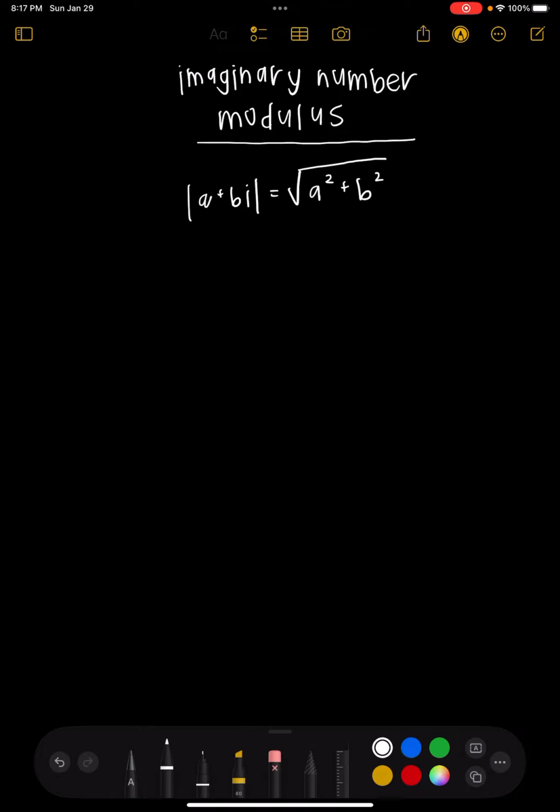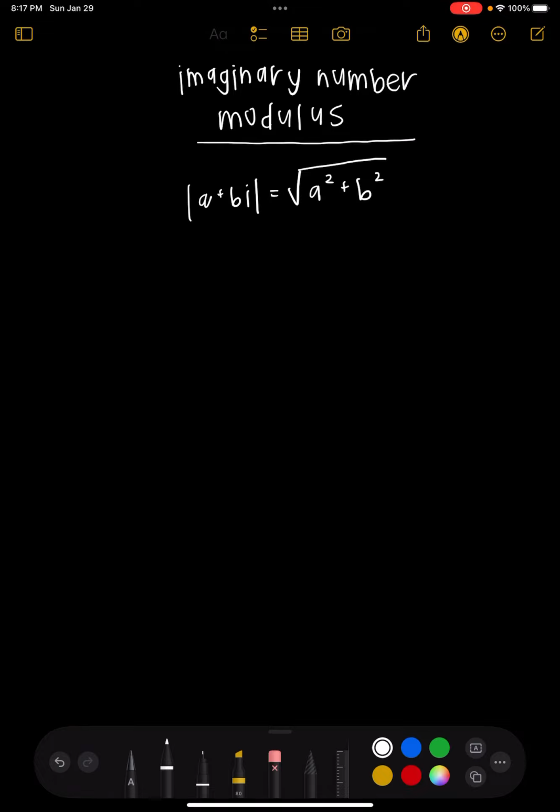Hi everyone, so now we're going to talk about imaginary number modulus, which is just a fancy phrase for saying I want to find the absolute value of an imaginary number or a complex number. We like finding the absolute values of complex numbers because it tells us the distance between 0 and that complex number. In the next lesson, we're going to graph imaginary numbers, and so this absolute value would tell us the distance between the origin and that point on the graph.